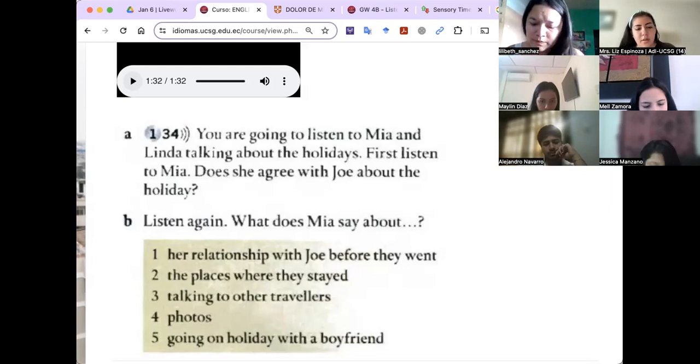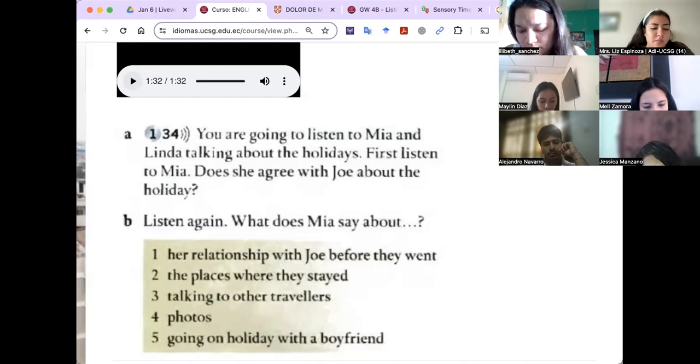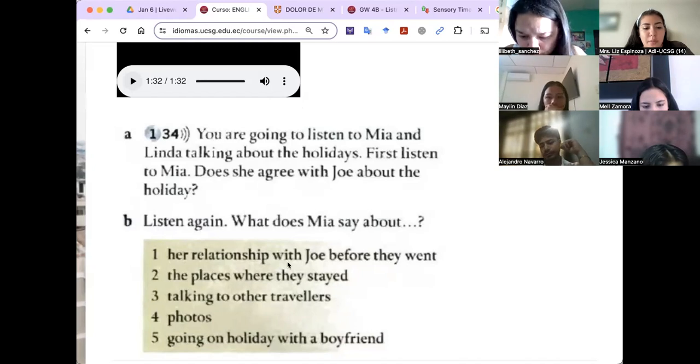Number 3. Rodrigo, talking to other travelers. What does Mia say about that? Flirting. Remember, flirt was the word. So she was flirting with other people. Yes. Okay. All right.